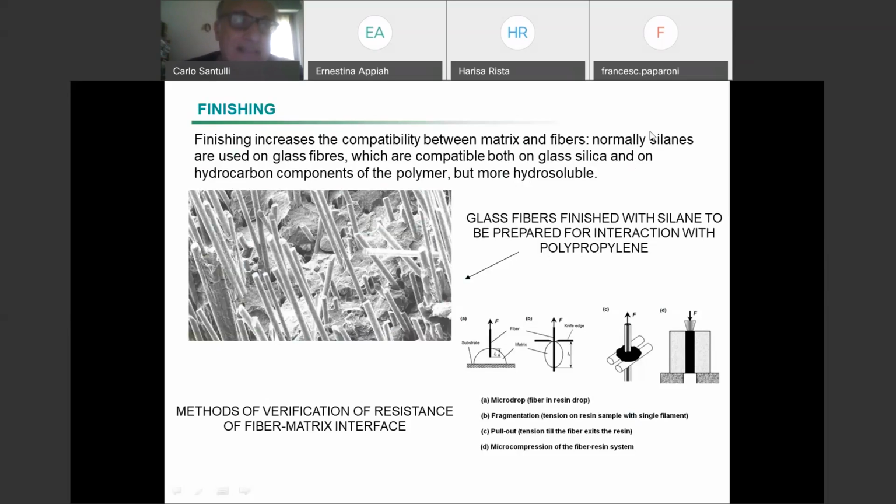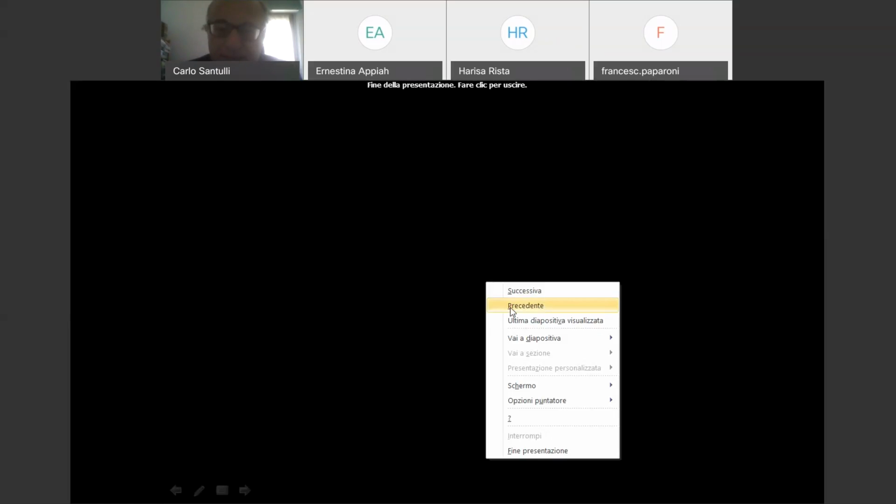Before doing a tensile test, which is simple yet expensive, you do something much cheaper, which is the microdrop or the fragmentation, the pull out, which are especially very simple tests. So you pull and you have this kind of tests. Okay, and I think we end up with this.